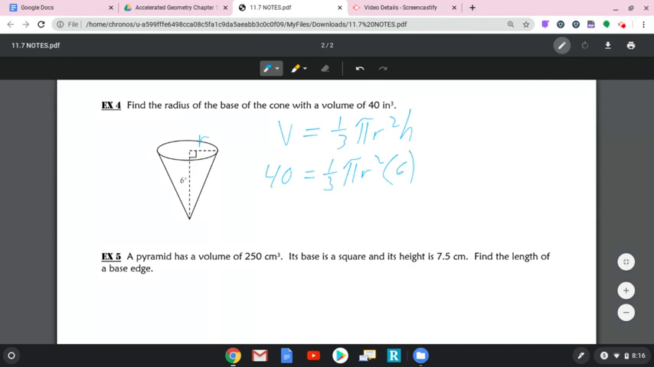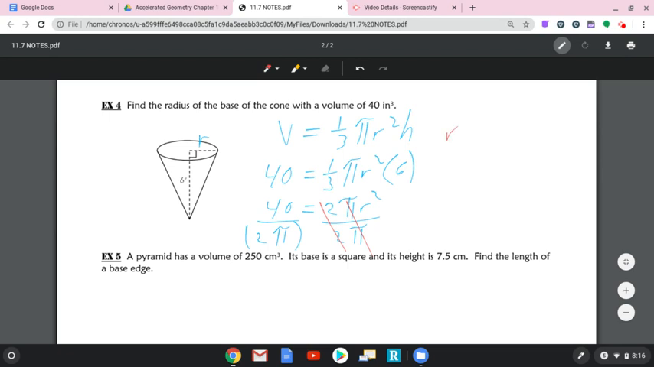Now, if I simplify this, 1/3 of 6 is 2. So you're going to get 40 equals 2 pi r squared. And then you're going to divide both sides by 2 pi. Now, when you divide by 2 pi in your calculator here, make sure you put it in parentheses. On the right side, everything just cancels, and on the left, I get 40 divided by 2 pi. Make sure that 2 pi is in parentheses when you put it in the calculator.